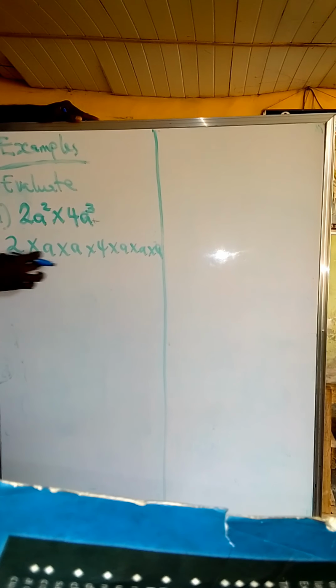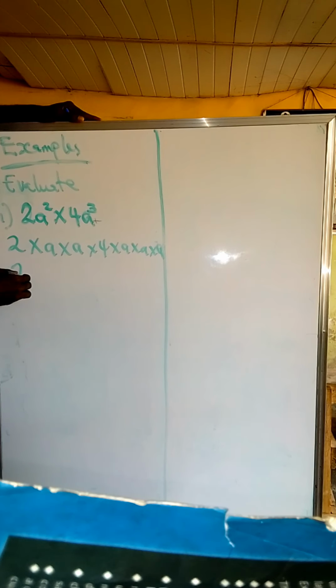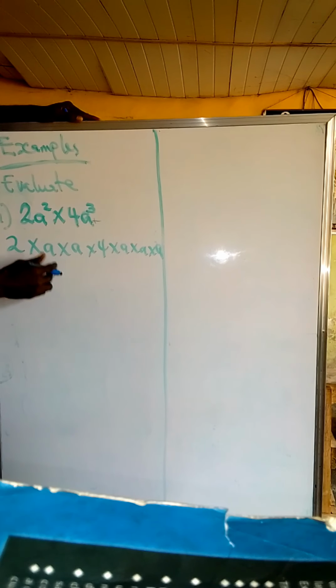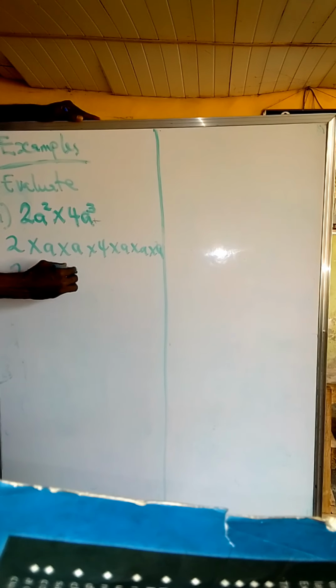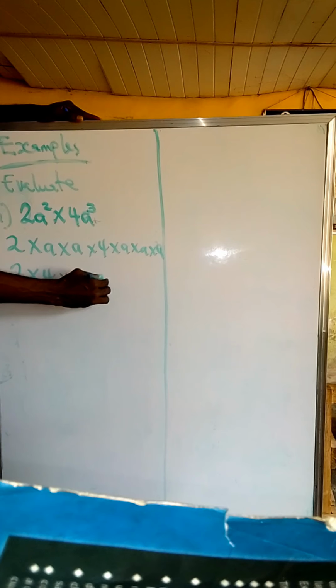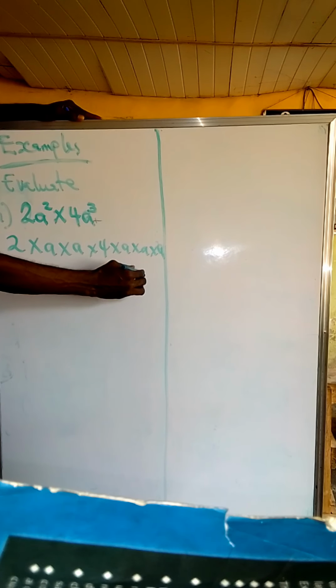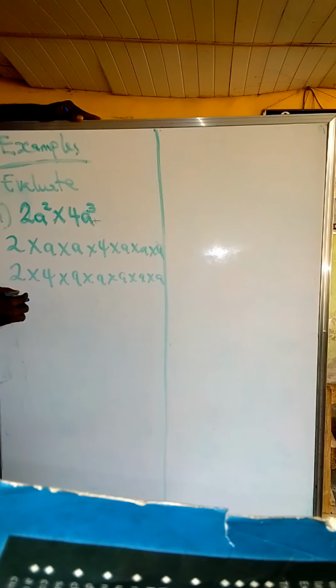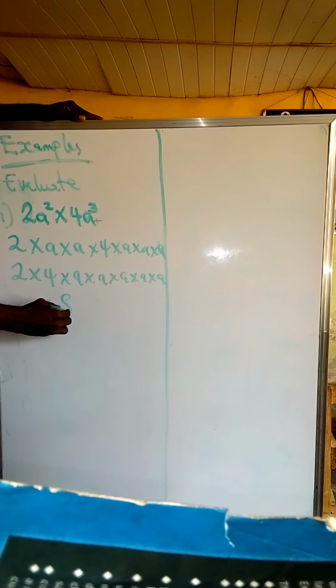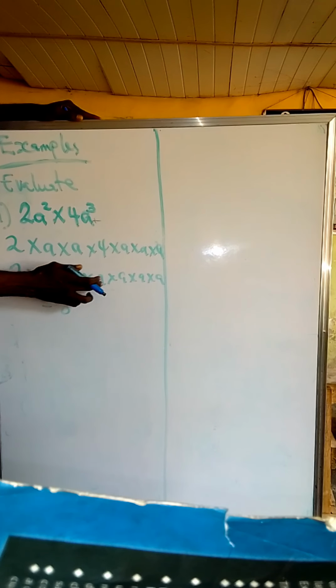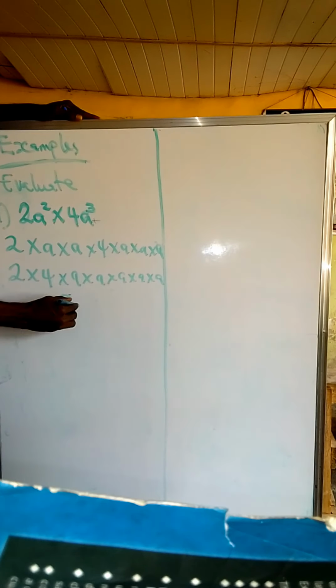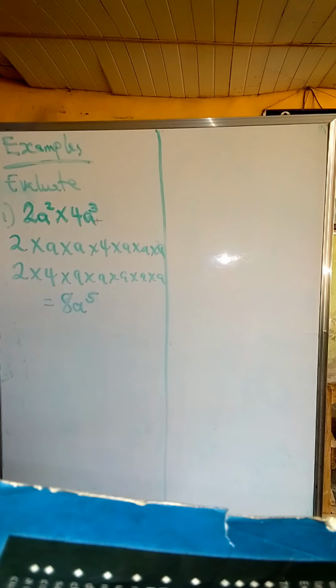Let's rearrange it. We have 2 multiplied by 4. Then we bring the a's together, a times a times a times a times a. 2 times 4 will give us 8. Let's count the a: 1, 2, 3, 4, 5. So we have 8a raised to power 5.